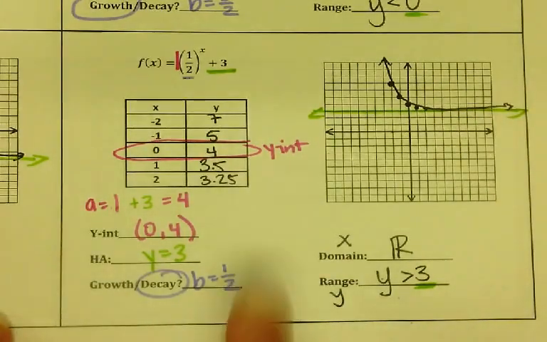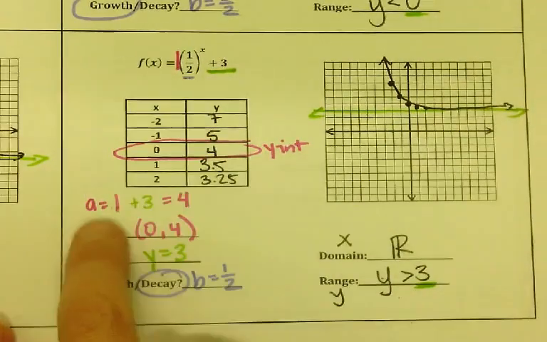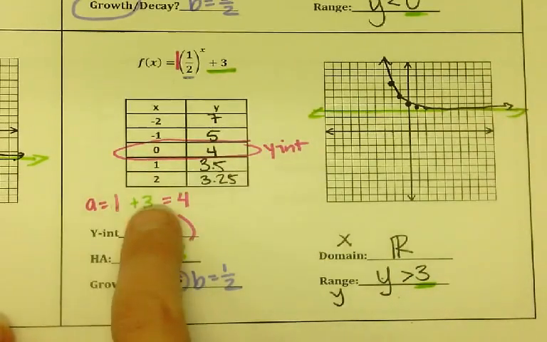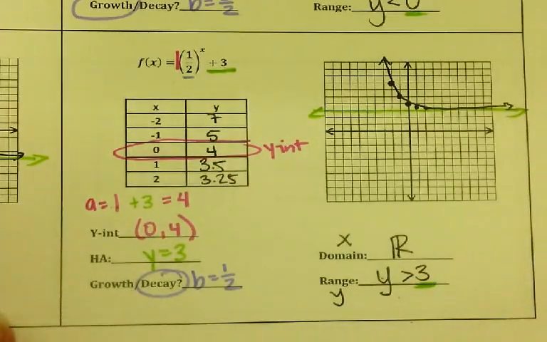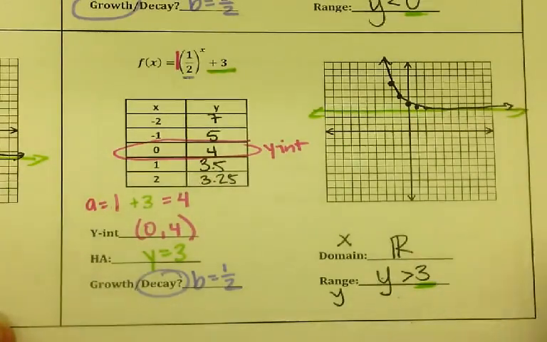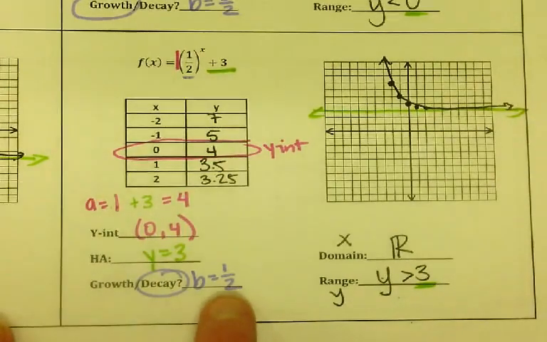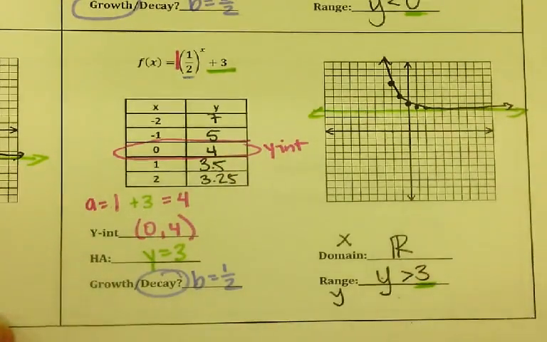All right, guys, so hopefully y'all were able to do that on your own. If you need to pause the video, guys. But here's the deal. Our a value was 1, but we were shifting up 3, so 1 plus 3 gave us that 4. We also recognize that to be true in our table here with the y-intercept. Our horizontal asymptote was that shift up. We were 0 plus 3, so it was y is equal to 3. That's a horizontal line. My b value was 1/2, which is less than 1, so it is decay. And then, guys, my domain is all real numbers, forever to the left, forever to the right. And my range is all of the values greater than 3.